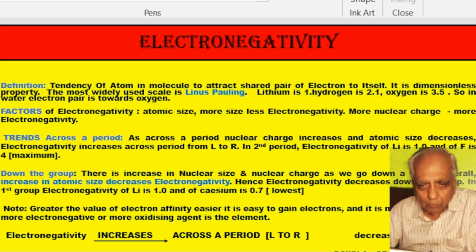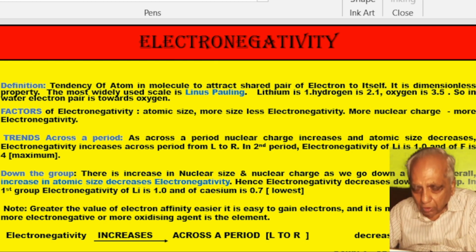Now, to measure electronegativity, there are various scales, but the most important scale is Linus Pauling's, and we have to just know which atom is having how much electronegativity. So maximum electronegativity is of fluorine, which is 4, because fluorine is in the second period towards the right, so it is a highly non-metal.